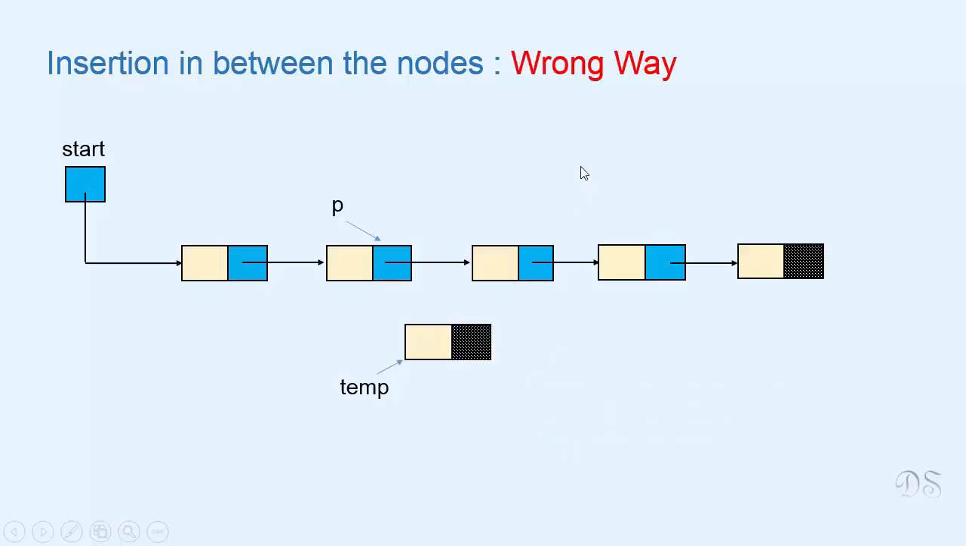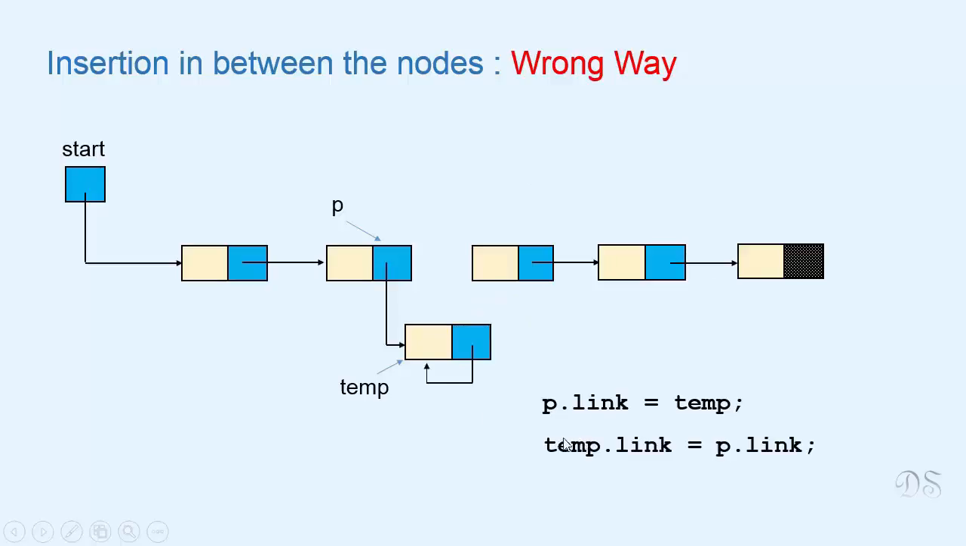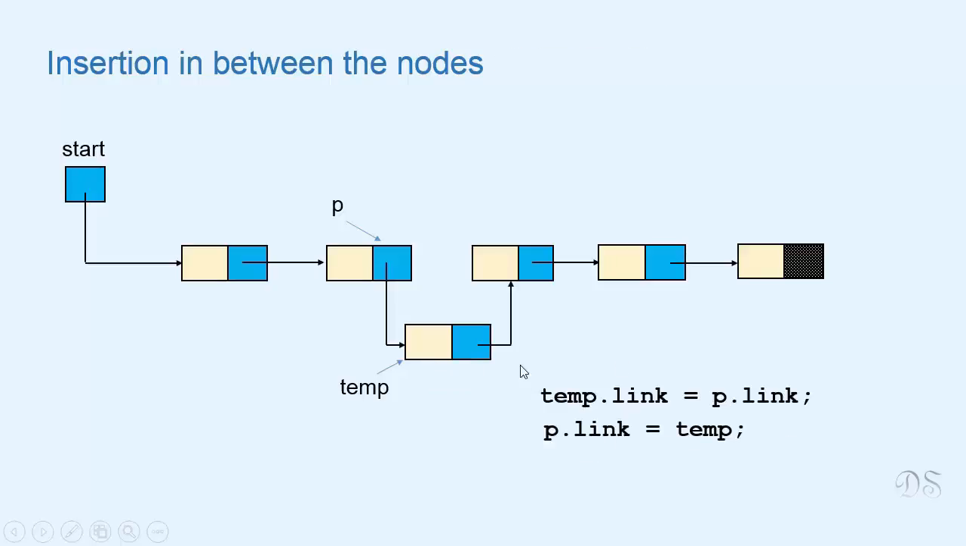Let's see what happens if we change their order. Suppose first we write plink is equal to temp. We can see that the link to this part of the list is broken. And now if we write temp link is equal to plink, then this node will start referring to itself. So this is the correct way to insert a new node in between two nodes of the list.